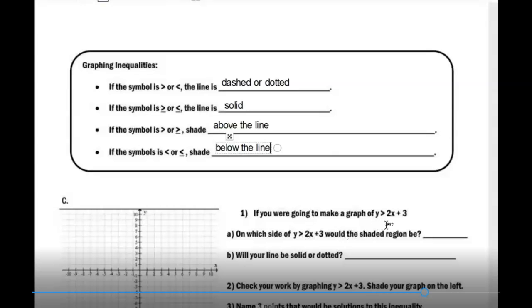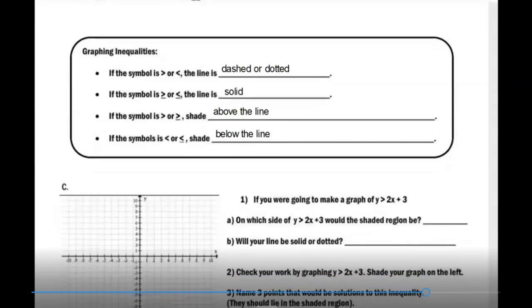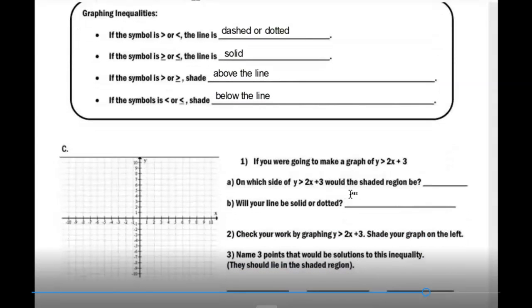So if you're going to graph y greater than 2x plus 3, on which side would the shading be? Well, since it's greater, it could be above the line. If you're talking about sides, it would be to the left of the graph. So you could say left or above. Is the line going to be solid or dotted? It's going to be dotted, or you could also say dashed because it's y greater than.